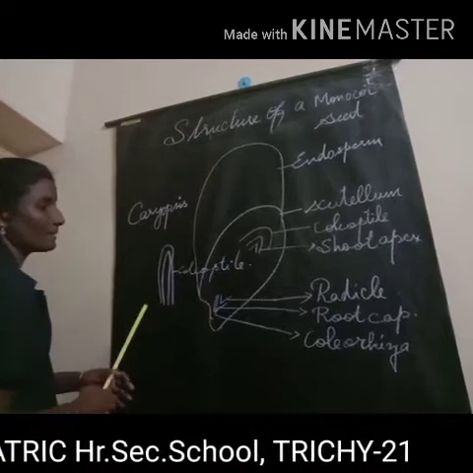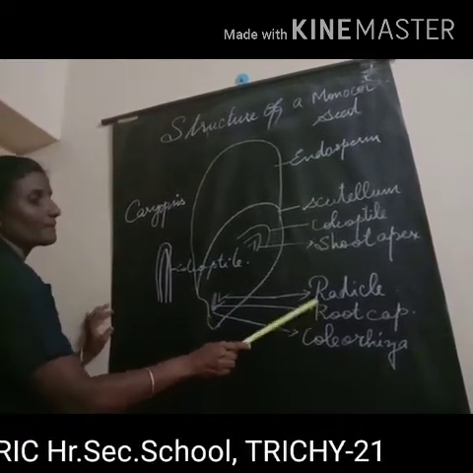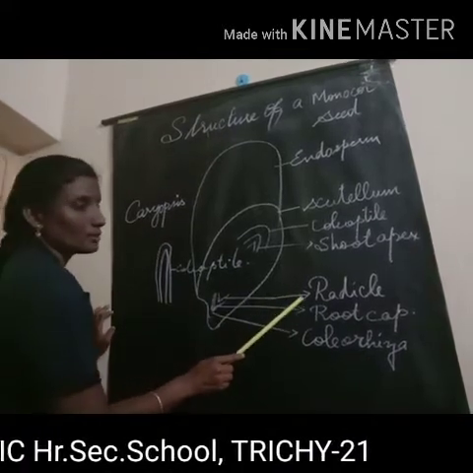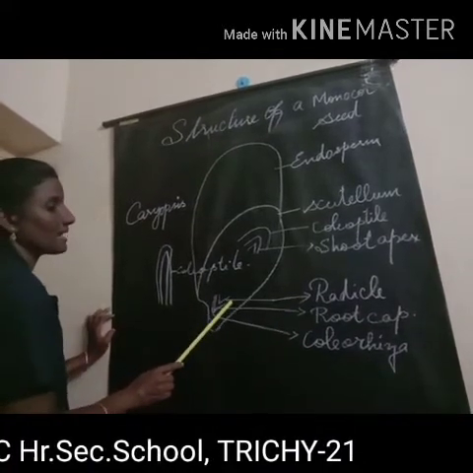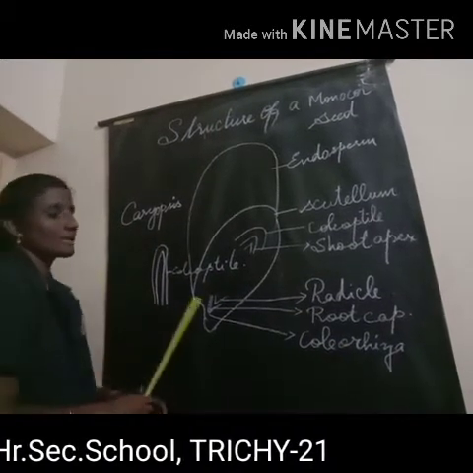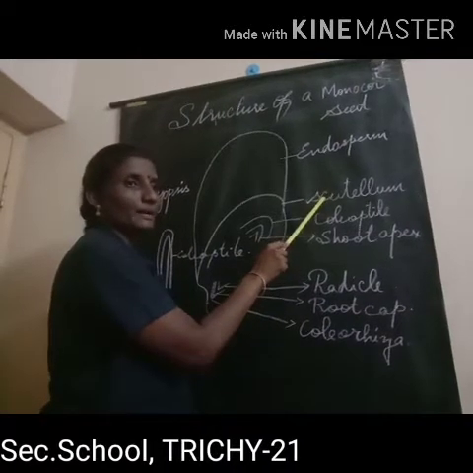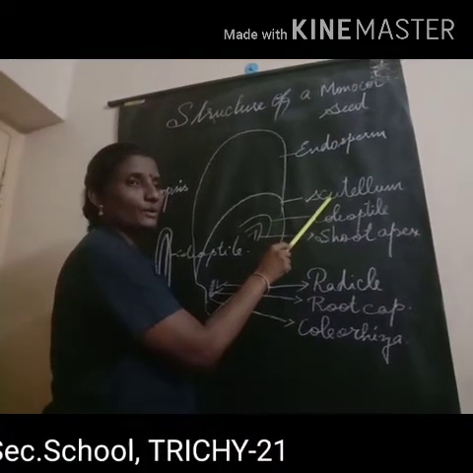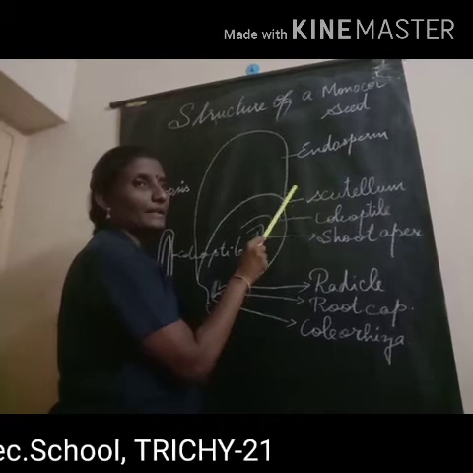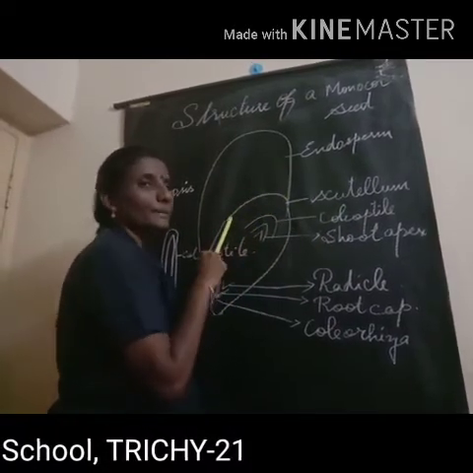At the same time, the radicle also will have root cap. Root cap will protect the tip of the root. Here, the root radicle is covered by coleorhiza. Coleorhiza is the outer covering of the radicle. The scutellum supplies the growing embryo with food material, and it is absorbed from the endosperm with the help of the epithelium.